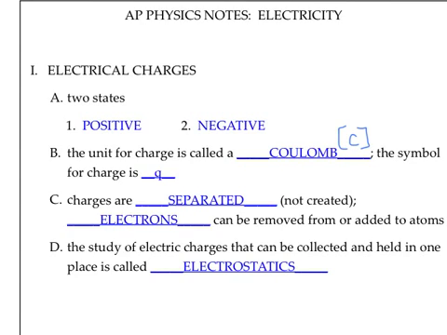Now, a couple of things you'll need to remember. Charges can be separated, they're not created, and it's the electrons that can be removed from or added to the atoms. And then we also have this word right here, electrostatics, and its definition is the study of electric charges that can be collected and held in one place.